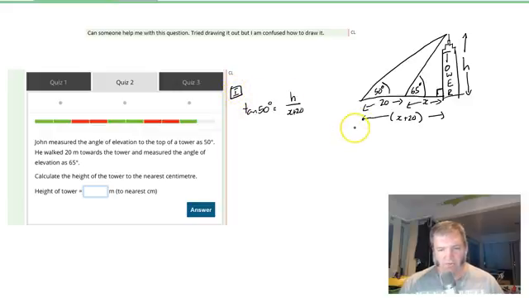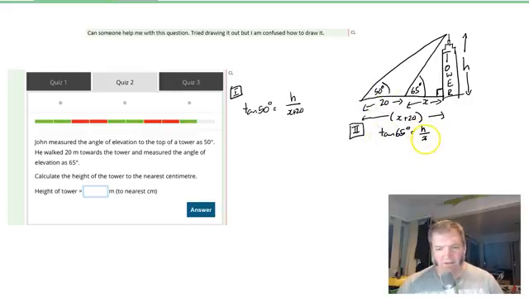Now we can also form a second equation. I'll just do it over here. And the second equation is for the triangle with a shorter distance, where it's just x along the bottom. So the tan of 65 degrees equals opposite is h over adjacent is x. Now we're going to be able to solve this, aren't we? Two equations, two unknowns.